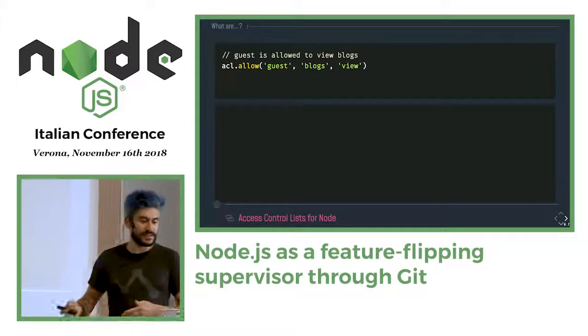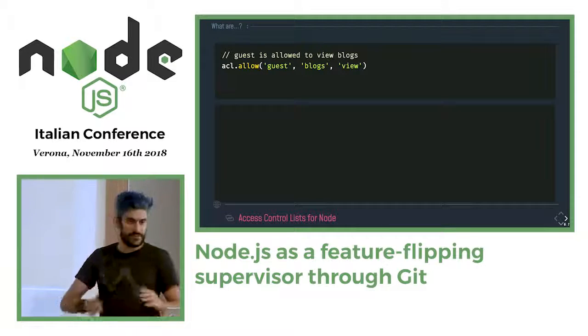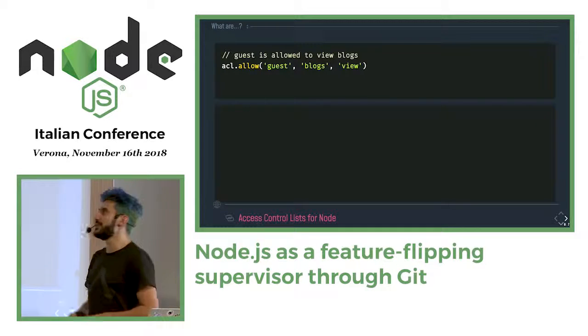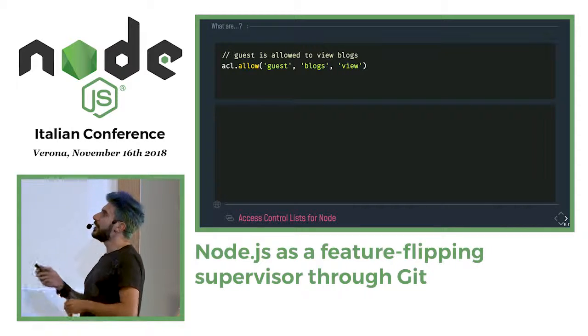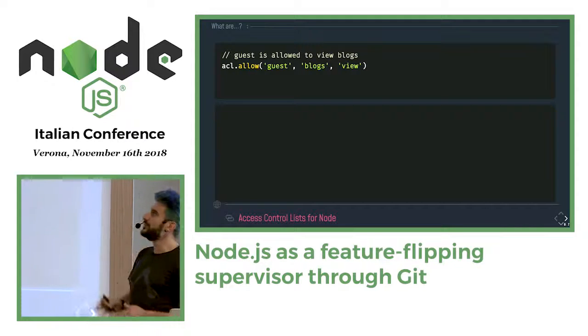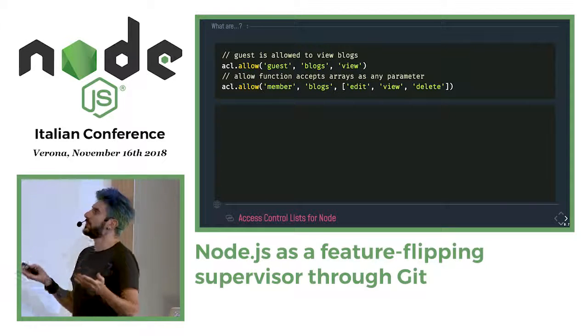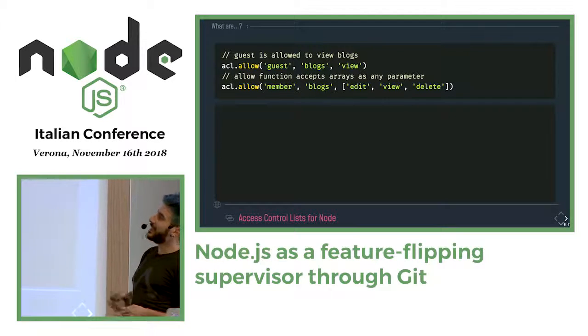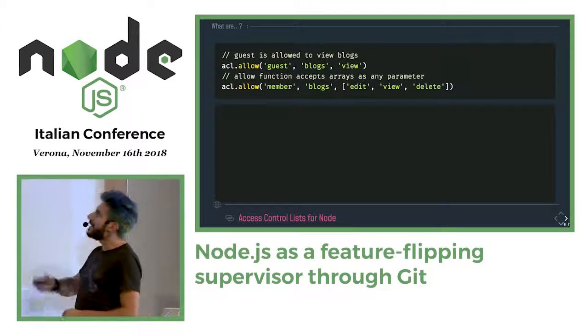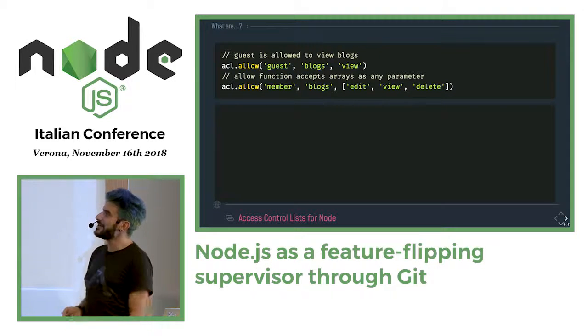So this is something like this. You can have another repository like the feature flags one. This one is for the ACL. And you allow the guest role to view blogs, which is acceptable, I guess. You can allow members to edit, view, or delete some blogs.